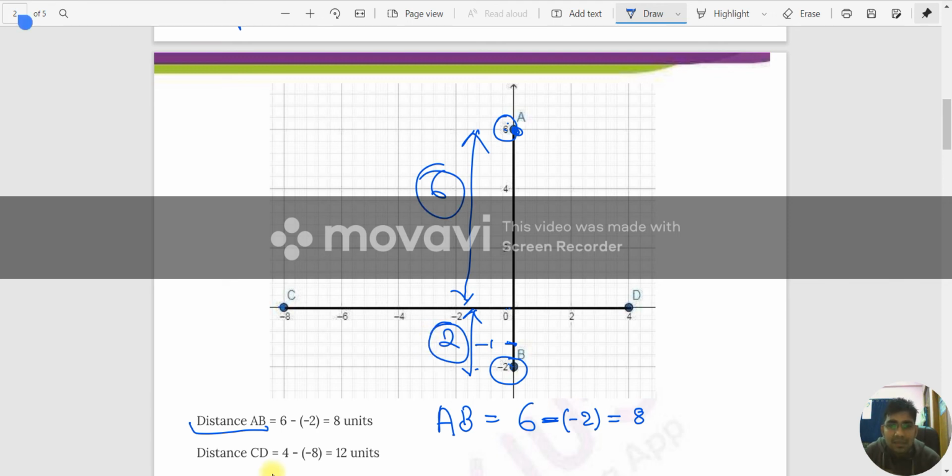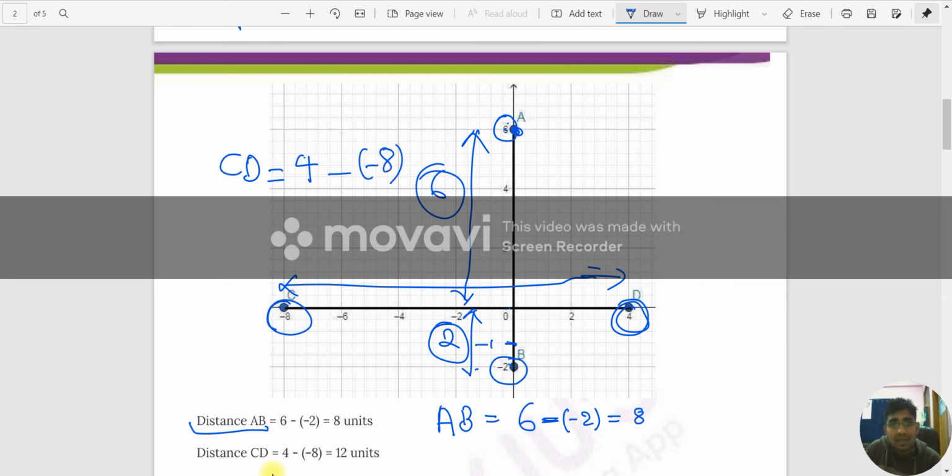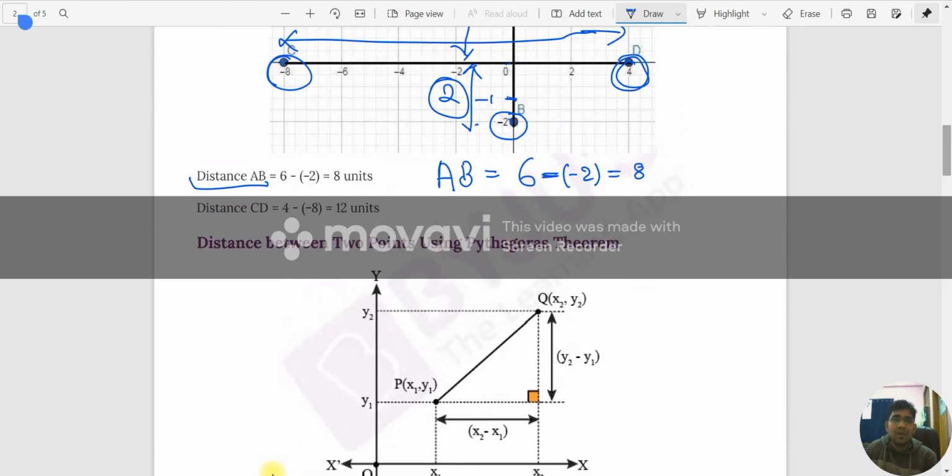Now to measure the distance between C and D, this is the C point and this is the D point. C is 4, which is an x-axis coordinate, and D is minus 8, also an x-axis coordinate. So 4 minus minus 8 will be a total of 12. This is the minimum distance between 2 points.